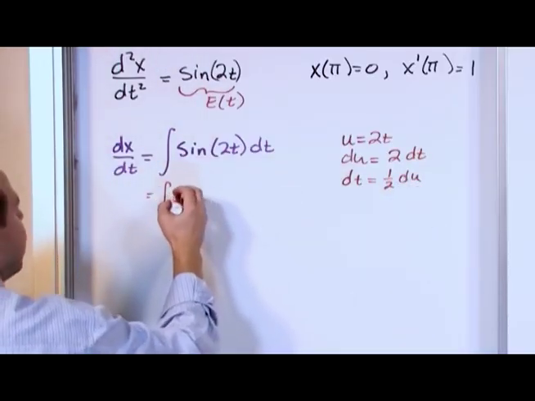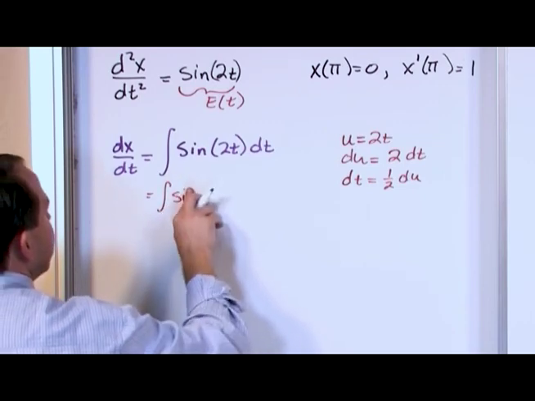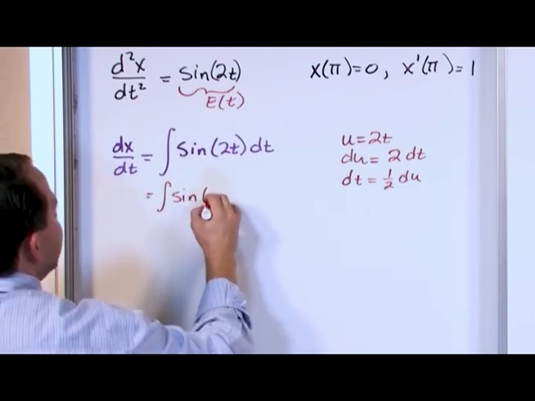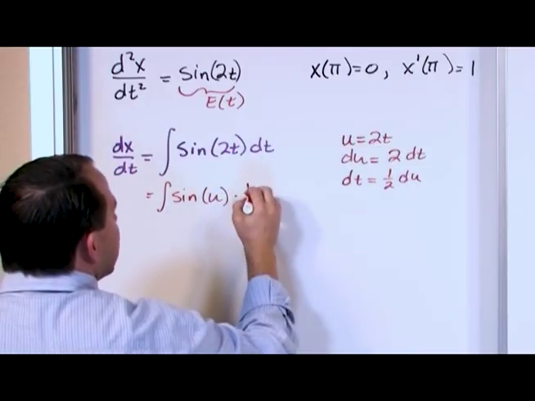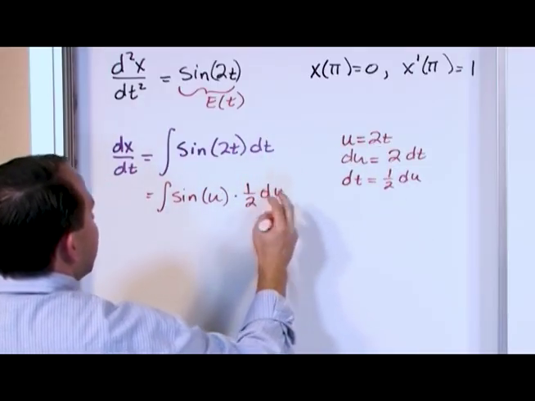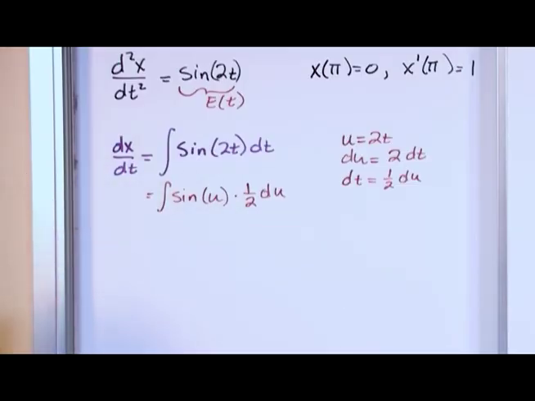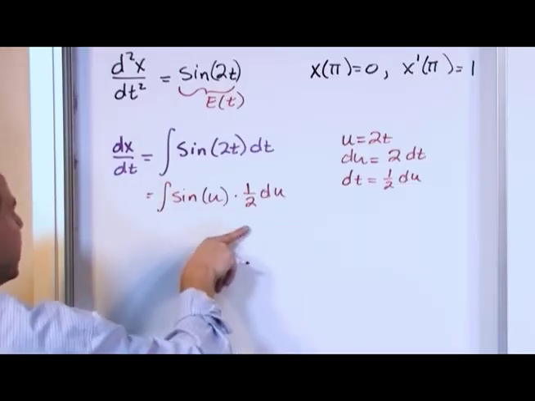So I'll have the integral of sine, let me go ahead and take that off, sine of u, because u is now equal to 2t. dt I've just found is 1/2 du. So now I have an integral I can solve. It's all in terms of du. So let me go ahead and pull this out.